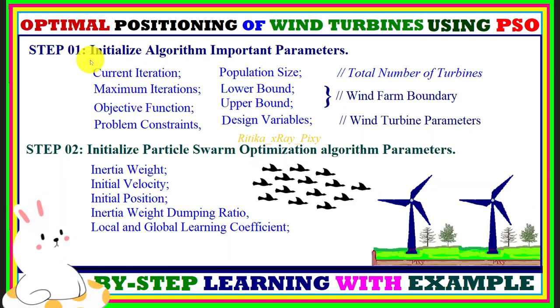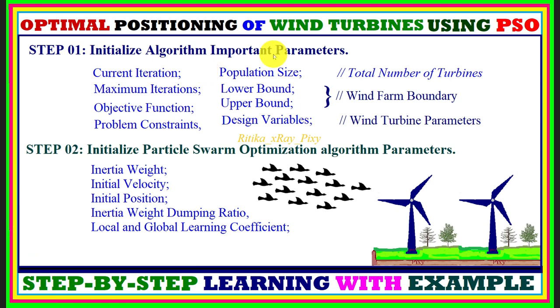So first we will initialize the algorithm parameters for this application. First we have the population size, that is the total number of wind turbines in the wind farm. Lower bound and upper bound are considered as the wind farm boundary, as we cannot place the wind turbines outside the wind farm layout. So this is the wind farm boundary.